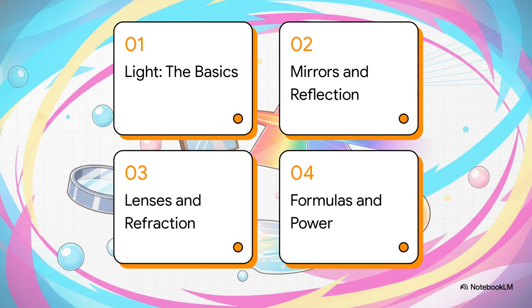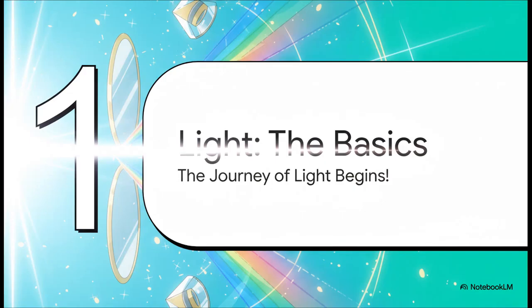So, here's our game plan for today. First up, we'll cover the absolute basics of light. Then, we'll dive into how light bounces off mirrors, that's reflection. After that, we'll see how it bends through lenses, which is called refraction. And finally, we'll tackle the formulas and power, which, trust me, are super important for your exams. All right, let's jump right in.